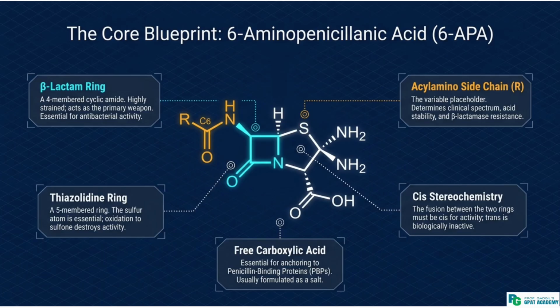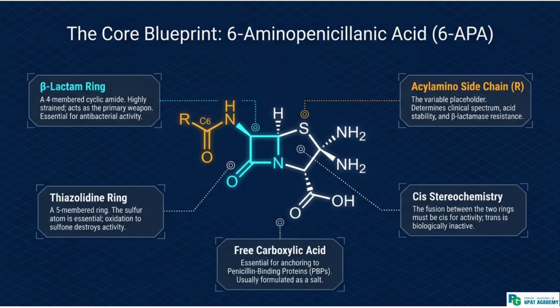Next, we will discuss the medicinal chemistry of penicillins. The core nucleus is the 6-aminopenicillanic acid, or the 6-APA. The 6-APA consists of the beta-lactam ring, which is a 4-membered cyclic amide, and a thiazolidine ring, which is a 5-membered sulfur-containing ring. The beta-lactam ring is fused to the thiazolidine ring to form the bicyclic system. The side chain R is attached to the 6-amino group, which determines the spectrum, stability, and the pharmacokinetics.